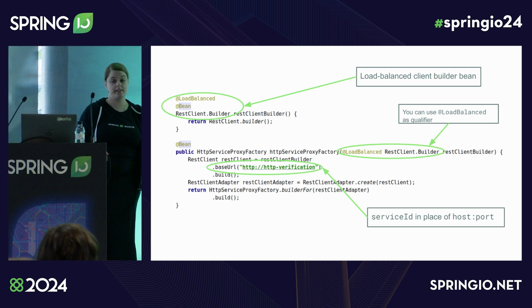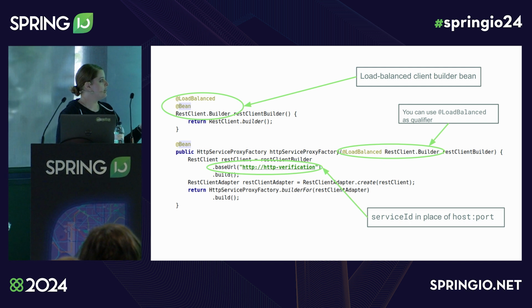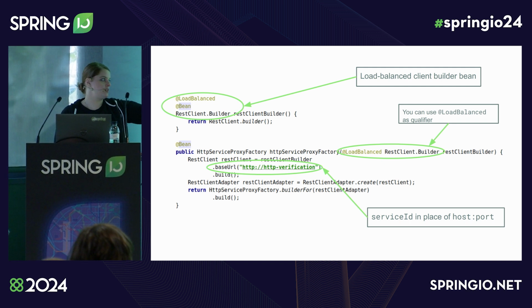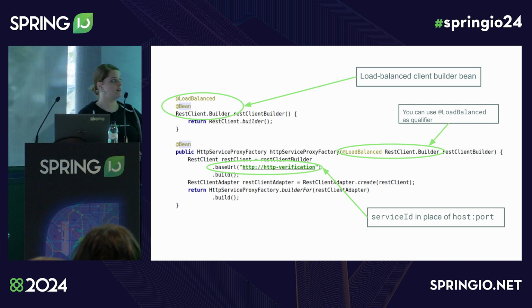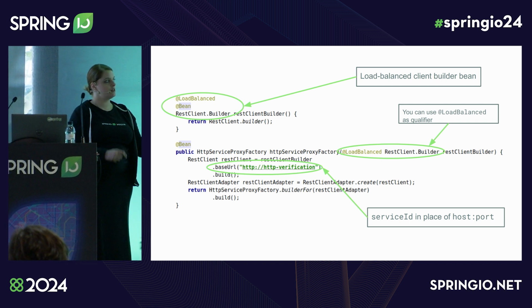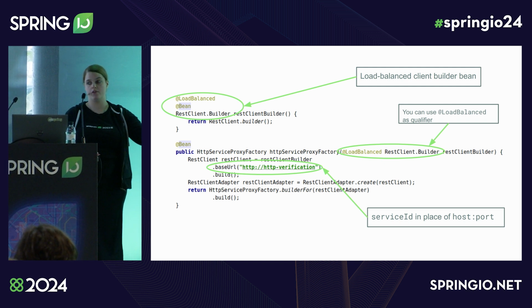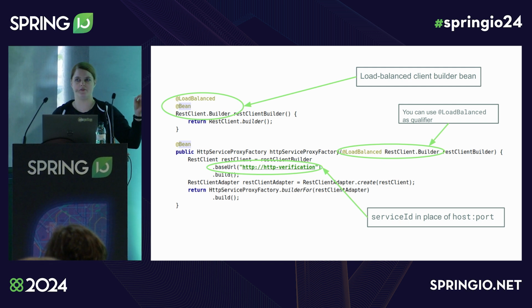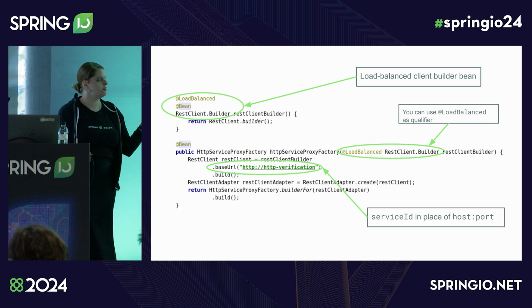So for REST client, that would be the REST client builder, not the REST client bean itself. And then we just have to get that one. And if you have more REST client builders in your application, then you can use @LoadBalanced with a parameter, and it also serves as a qualifier. That's actually one of the things that people ask a lot about on Stack Overflow for some reason.